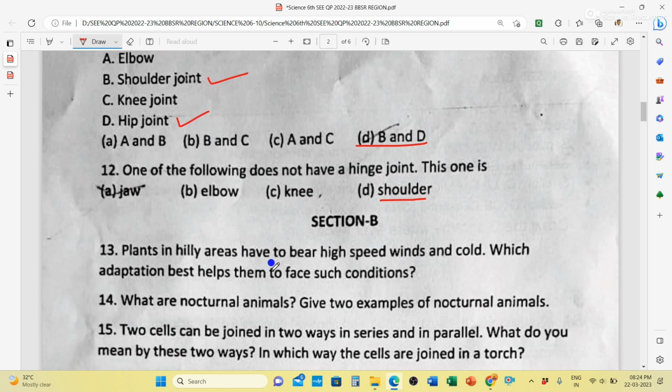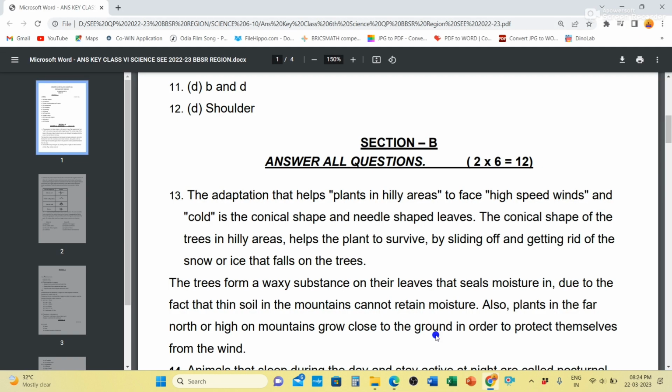Plants in hilly areas have to bear high speed of winds and cold. Which adaptation best helps them to face such conditions? So you can write the answer like this. The adaptation that helps plants in hilly areas to face high speed winds and cold is the conical shape and needle shaped leaves. The conical shape of the trees in hilly areas helps the plant to survive by sliding off and getting rid of the snow or ice that falls on the trees.